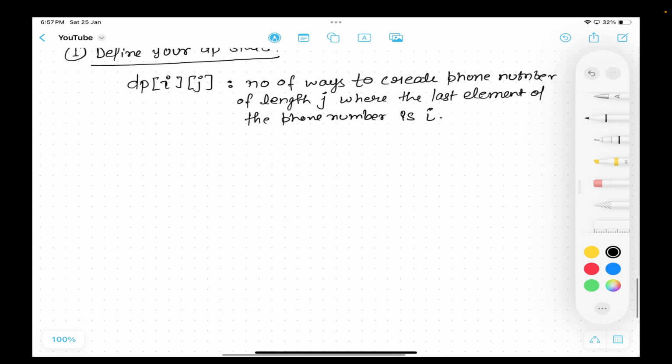Let me clarify a bit more. So let's say we have DP of 1 1, DP of 1 2, similarly DP of 1 and 9, okay.